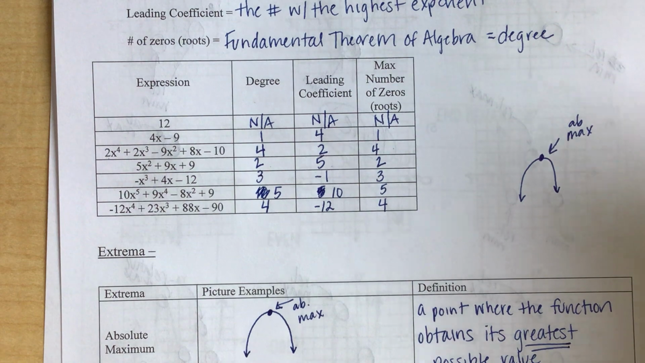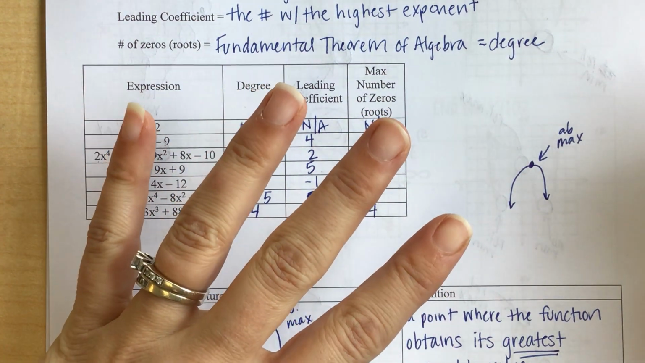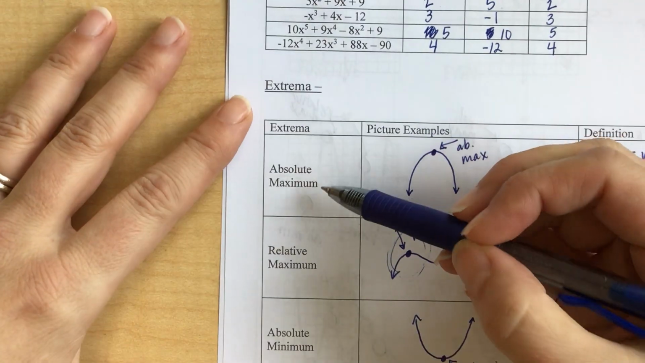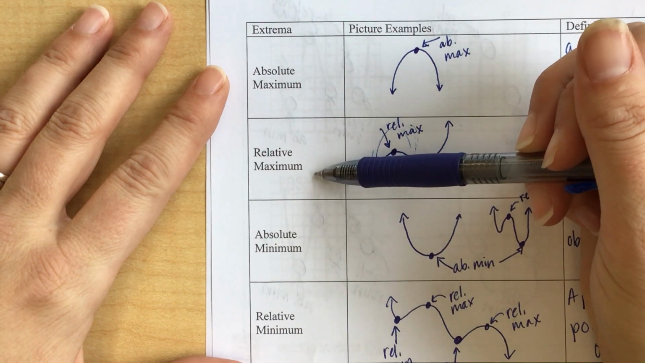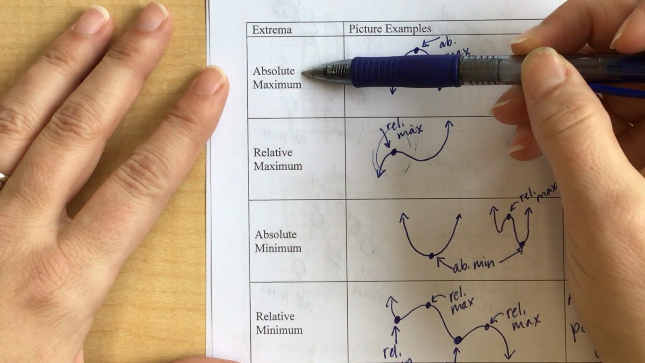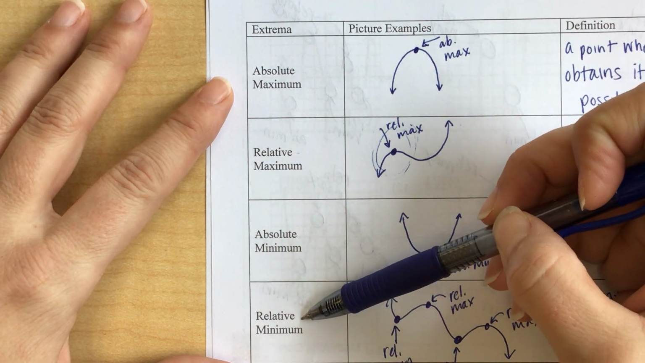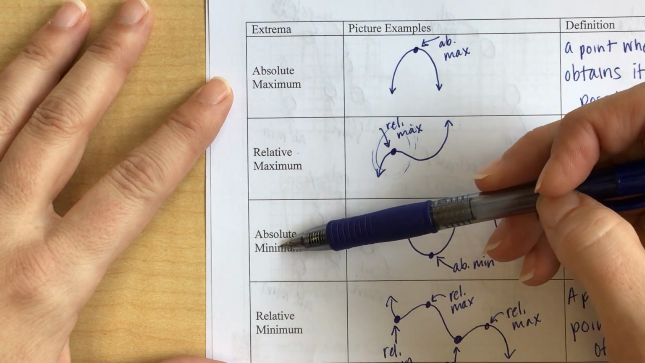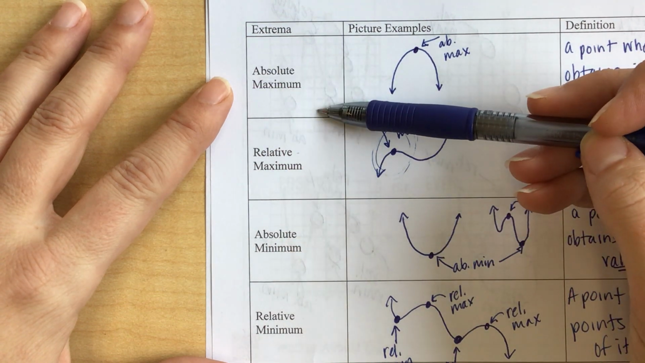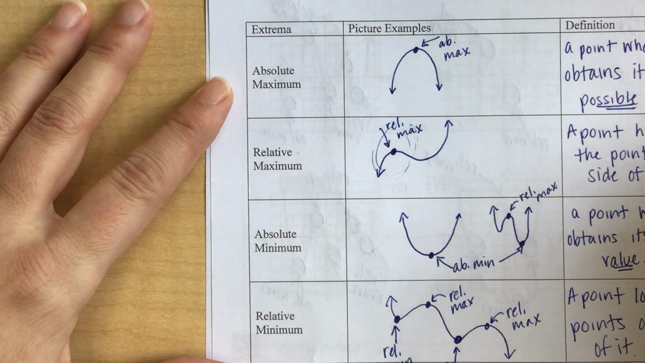Extrema are like the extremes of the graph, so we're going to be looking at graphs for this. We have 4 different types of extrema: absolute max, relative max, absolute min, and relative min. You can think that absolute max and absolute min are the same, only one's the highest point and one's the lowest point, and then there are relative max and min.